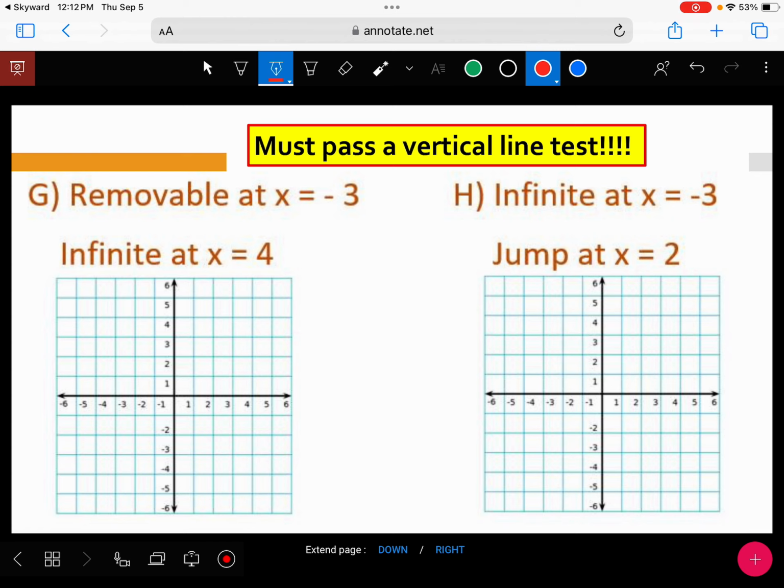Wait, so 2.3. The half of the quiz we just did, is that gonna be on the test too? Yes, that's it.